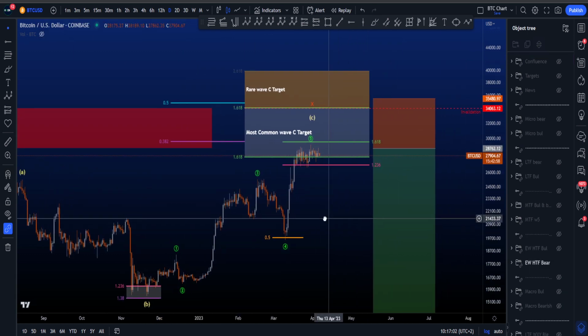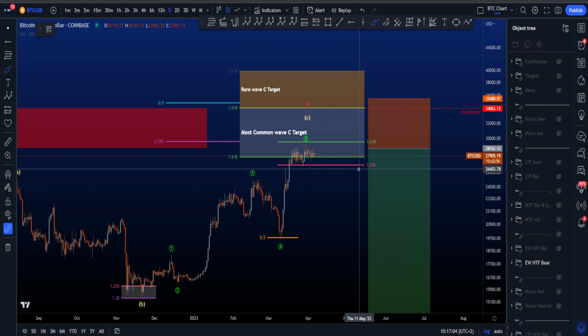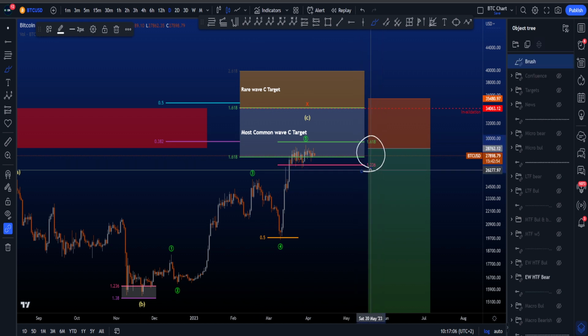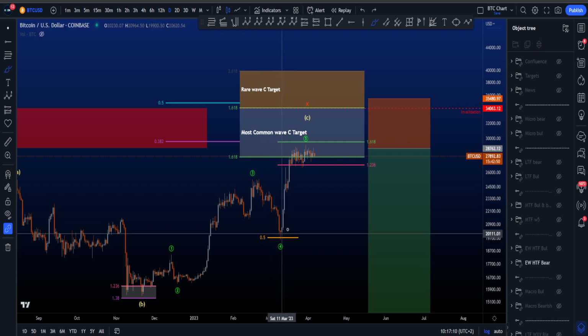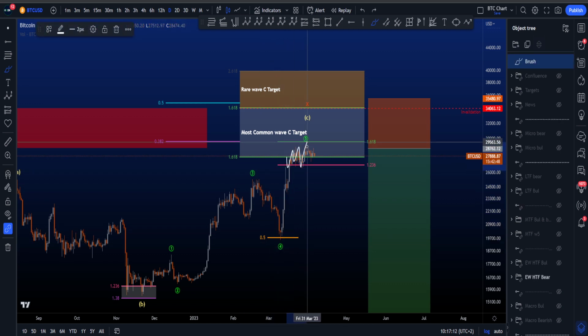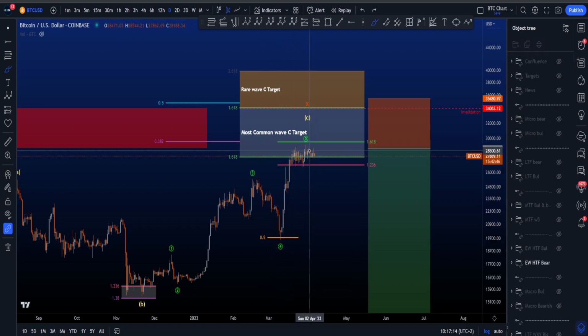If you look at this impulsive move, what is important to know is that currently these fibs over here are the target area for a wave 5 pulled from the high of 3 to the low of 4. And as you can see, price has been ranging here for a very long time. And in my opinion, on the lower time frames, wave 5 is very likely to already be in.